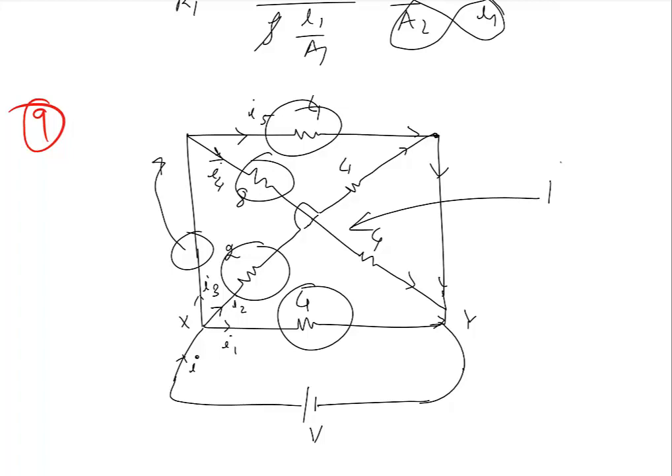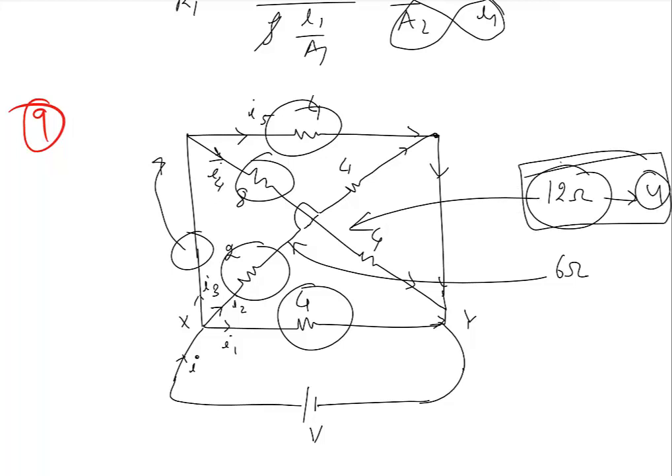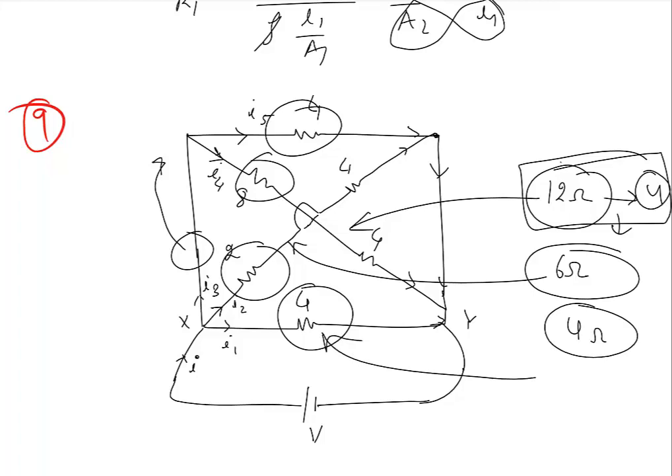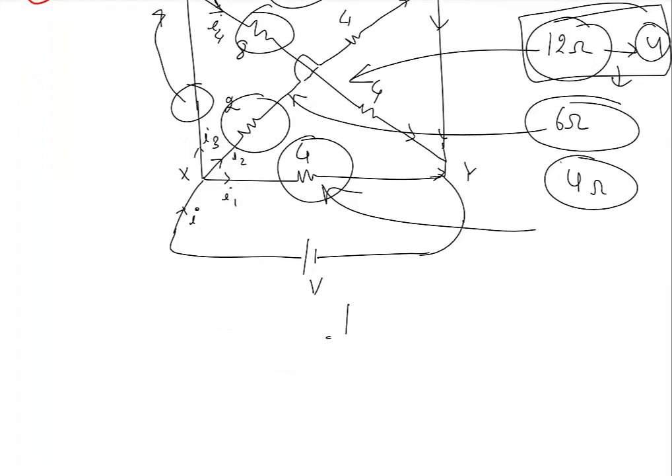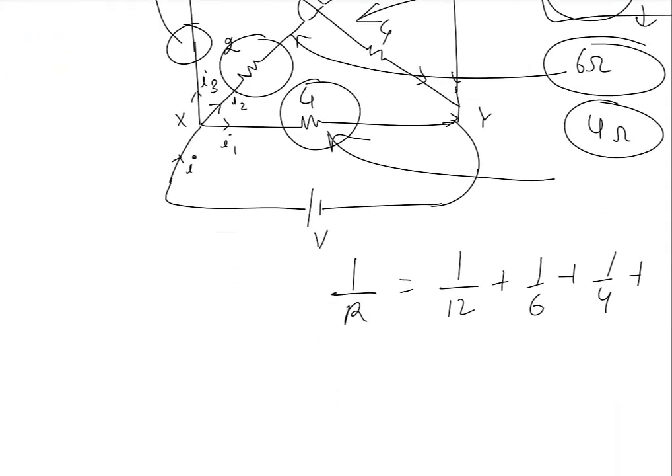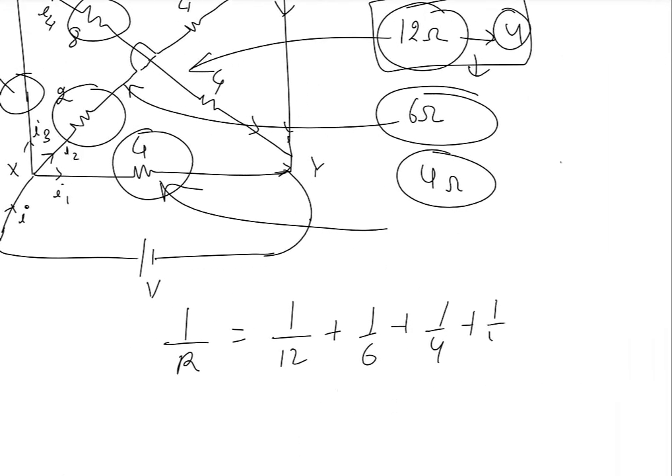Resistance of this part is 12 ohms, resistance of this part is 4 plus 2, 6 ohms, because they are simply in series. So first 12 and 4 are in parallel, and then finally this parallel combination is also in parallel with 6 ohms and another 4 ohms, this guy. So everything is in parallel, so you can directly say that 1 over R equals 1 over 12 plus 1 over 6 plus 1 over 4 plus, did we miss anything? Yes, plus 1 more over 4.